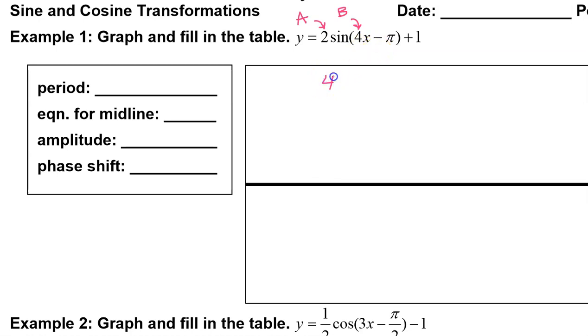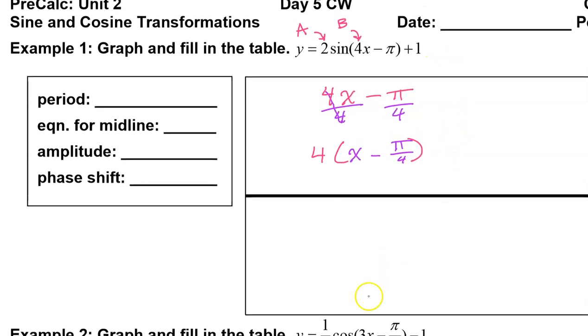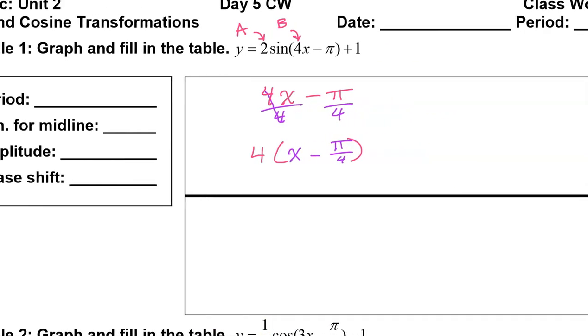So I'm just going to recopy it down here. I've got 4x minus pi. If I want to bring that 4 outside of parentheses, I need to divide everything by 4, and that will tell me what goes inside the parentheses. So obviously the 4's will cancel, and that's going to leave me with x, but then I see that I have x minus pi over 4. So this expression is the same thing as what I had, but this is the way I really need to write it in order to be able to see the phase shift.